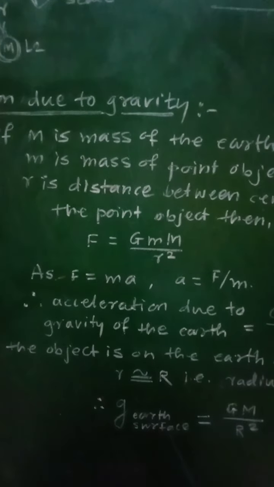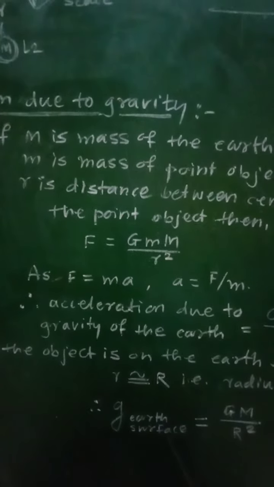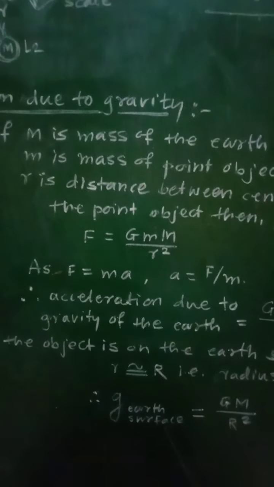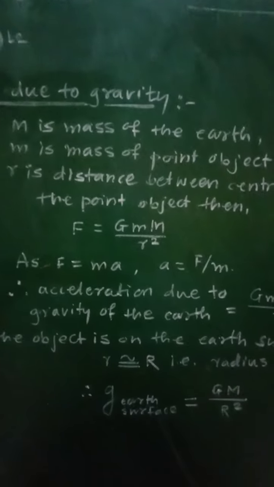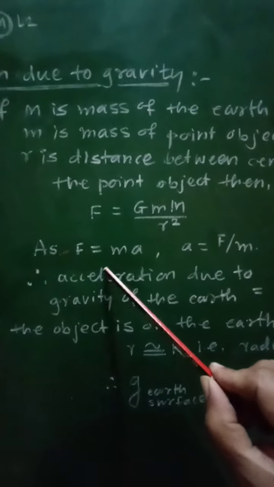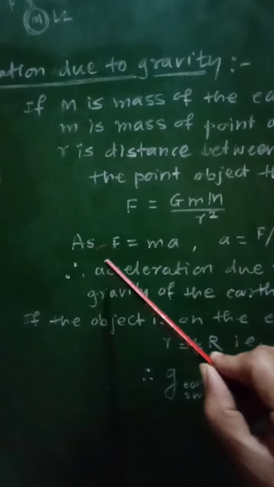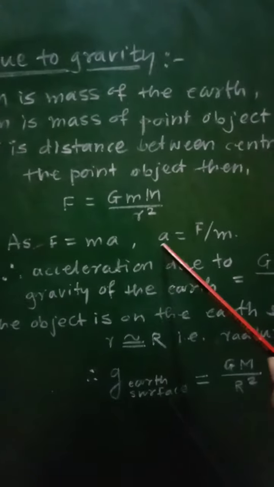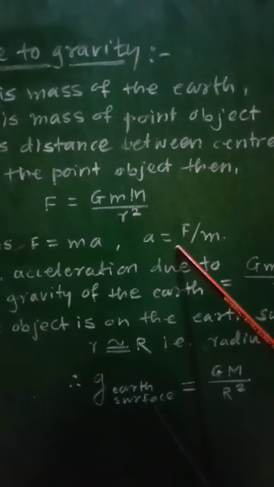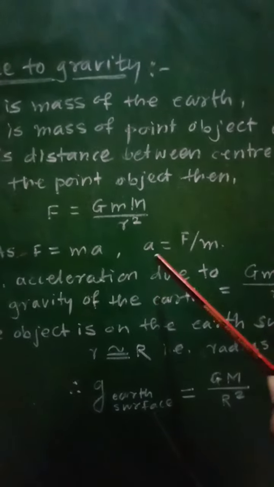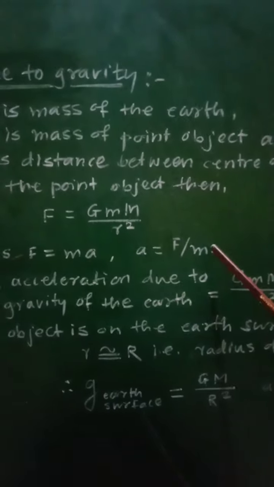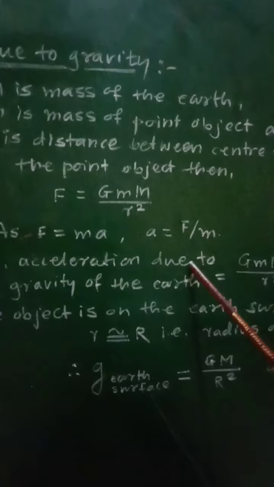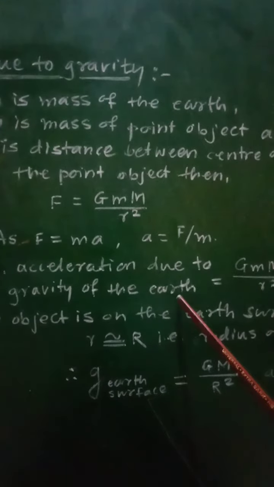Its acceleration can be calculated by using Newton's second law of motion, that is F is equal to ma. Now as force is equal to mass into acceleration, the acceleration of that body will be equal to F by m. So a will be equal to F by m, and therefore we can write the acceleration due to gravity of the earth.